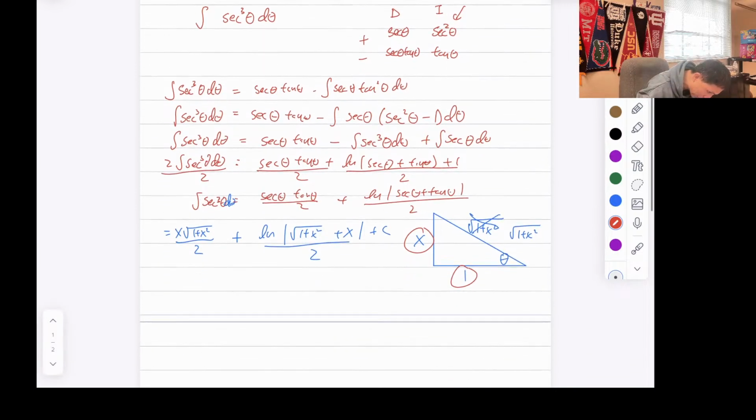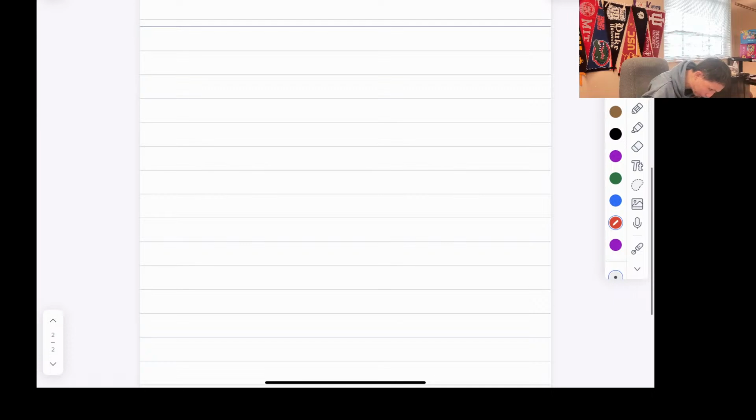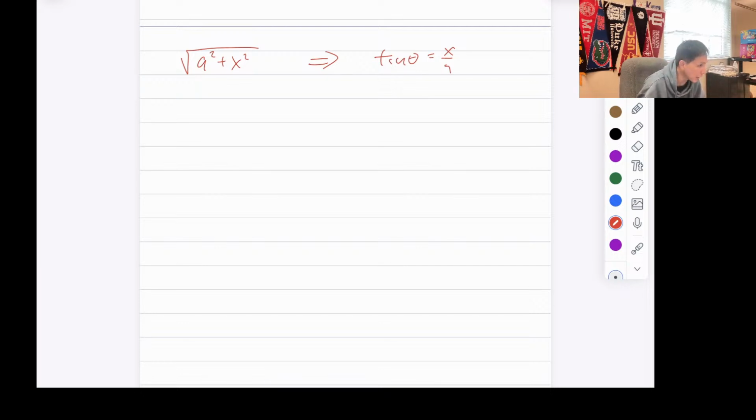So there are 3 situations. Let me tell you which 3 situations. The first situation we already covered: a squared plus x squared. I will use tangent. Why? Because that's the easiest way to build a triangle. That's one possible way to build a triangle. The other way is not possible. Okay, so this is the first possibility.